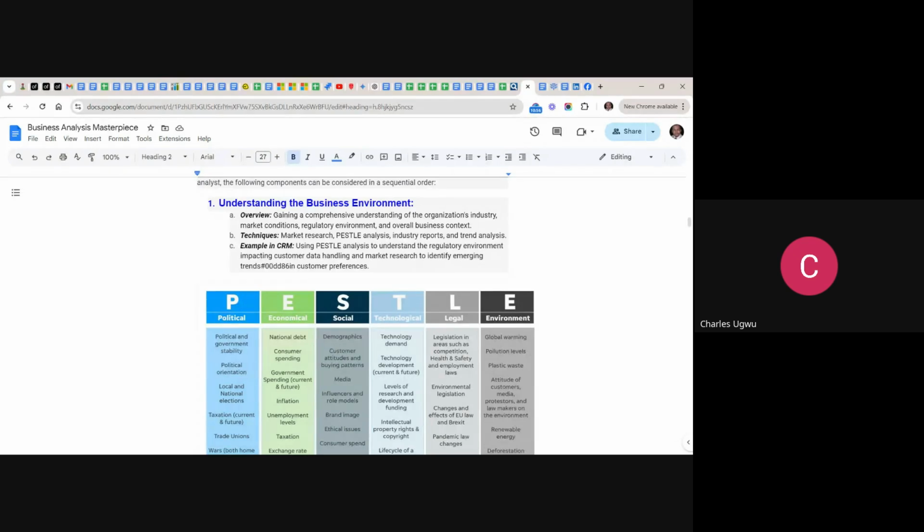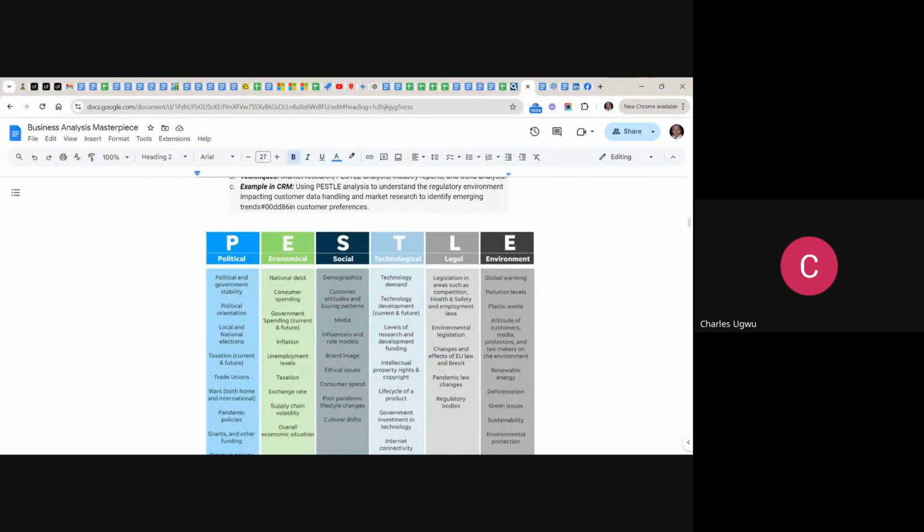Then you start telling us that we need to put in social factors in order to understand the market. We need to understand the market demographics. We need to understand the customer attitude. We need to understand the media influencers, brand ethics. Then we need to understand people's appetite towards technology. When you start saying this, you see the stakeholders will want to listen very attentively to you, because you are making a point.